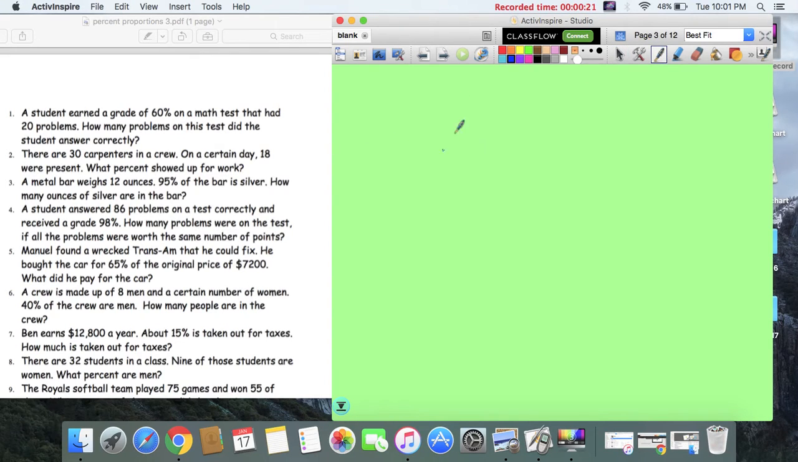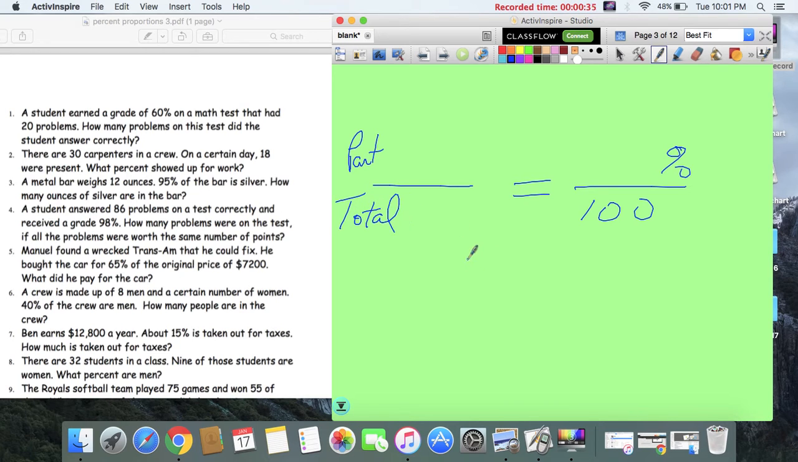Here is your setup. Every question is going to start with, just set it up. Remember, we're going to use a percent proportion. Percent. This is part. And this is total. So I'm going to use this for every single question. Now it's a matter of you knowing where to put the numbers.